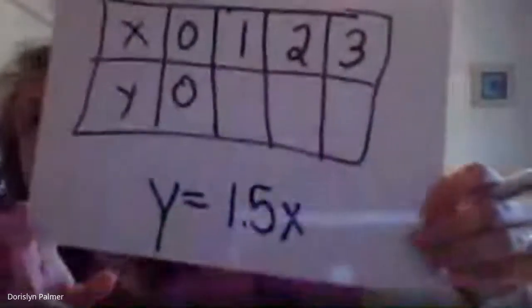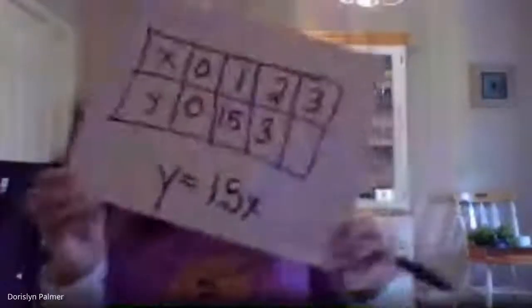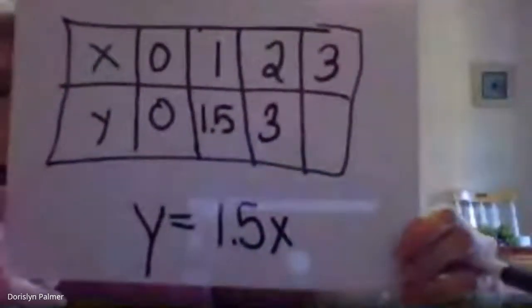Got it. What if I put in a 1 for x? 1.5. Good. What if I put in a 2 for x? 3.0. Good. We're going to do one more. What if I put in a 3? 4.5. Yeah, good. Okay, so you filled in the chart. Now plot those points.